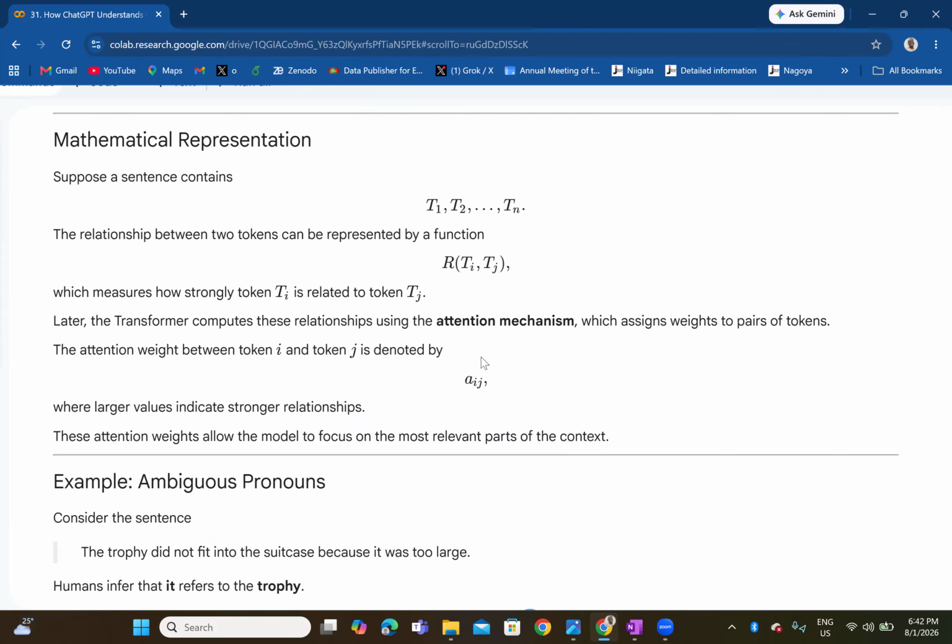We talked about attention in the last video. The attention weight between token i and token j is denoted by Aij, where larger values indicate stronger relationships. These attention weights allow the model to focus on the most relevant parts of the context.